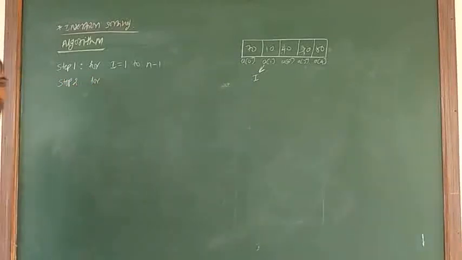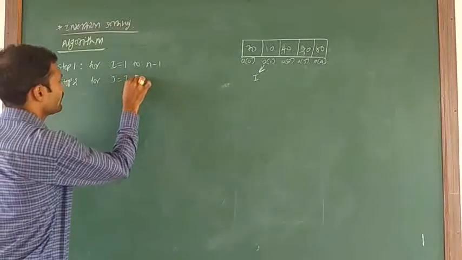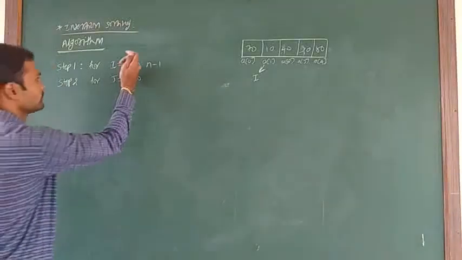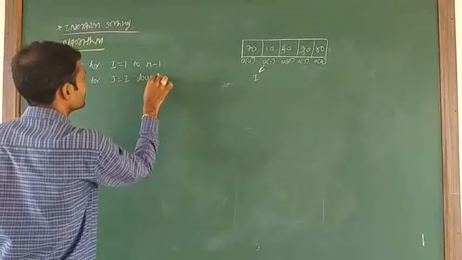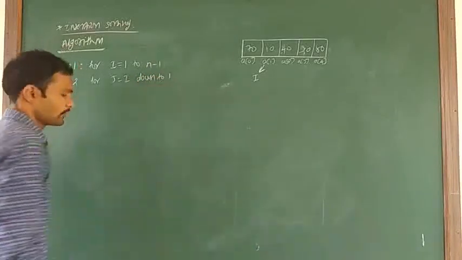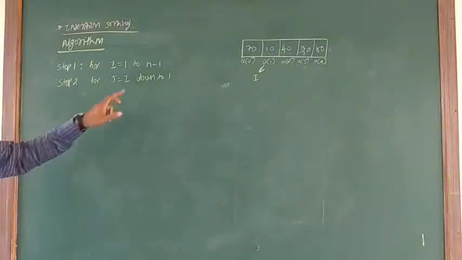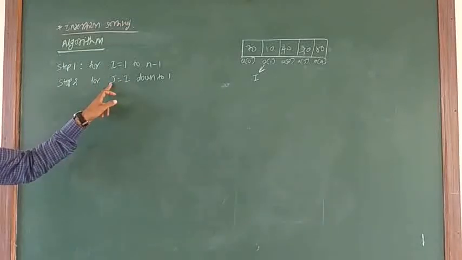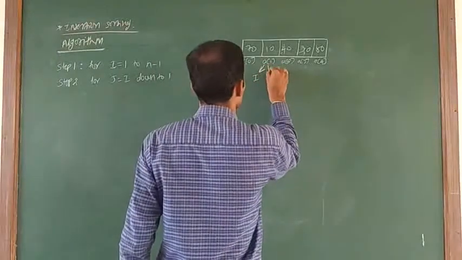Again one more loop I want to take: for j is equal to I down to 1. Means, I have taken the I value as j.